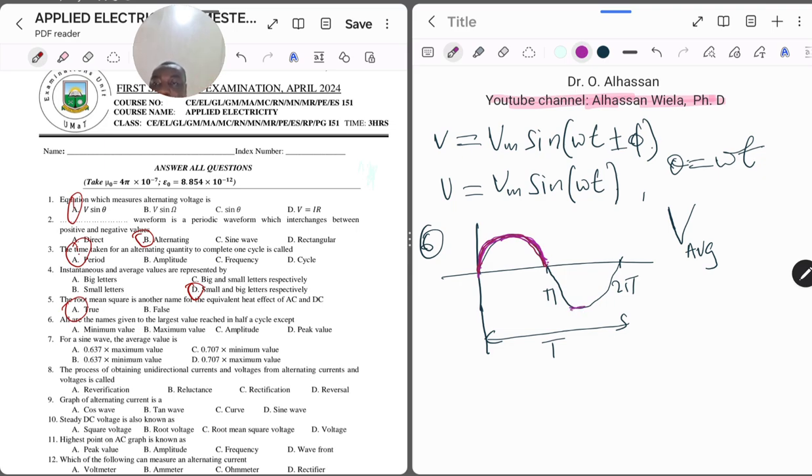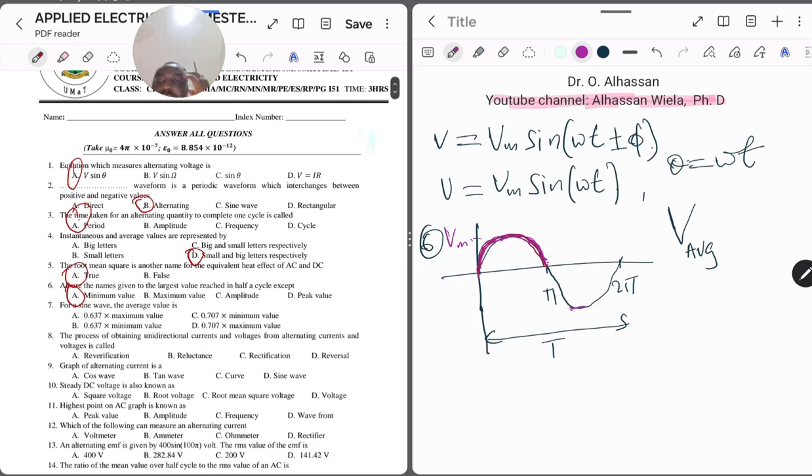So then the next possible answers, we have B maximum value, C amplitude, and then D peak value. See, all this refers to what? The largest value, right? So we can call it, let's say we have V, the maximum voltage, or the peak voltage, or the amplitude. So the answer here is A. That's the only one that is not used to refer to the largest value reached in half a cycle.